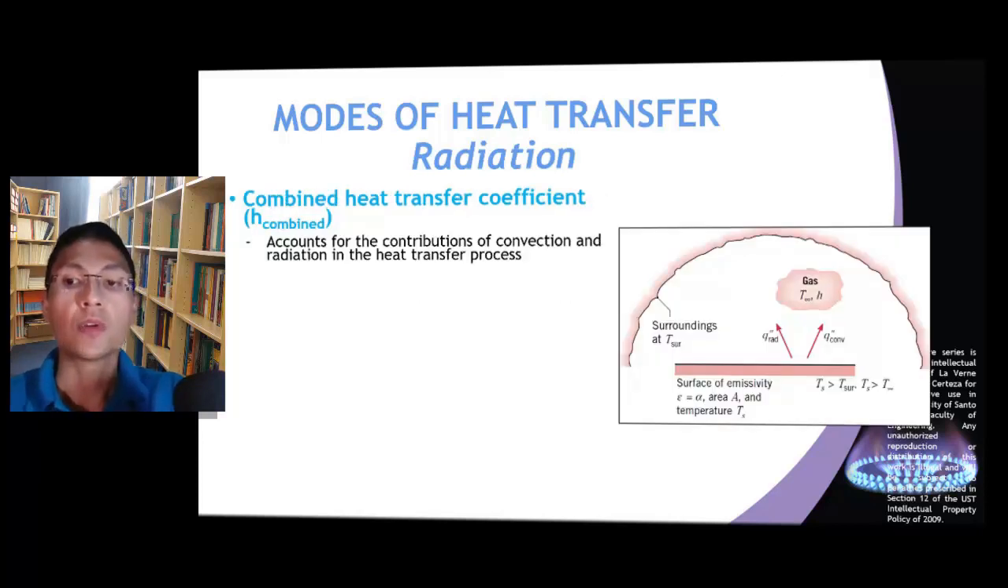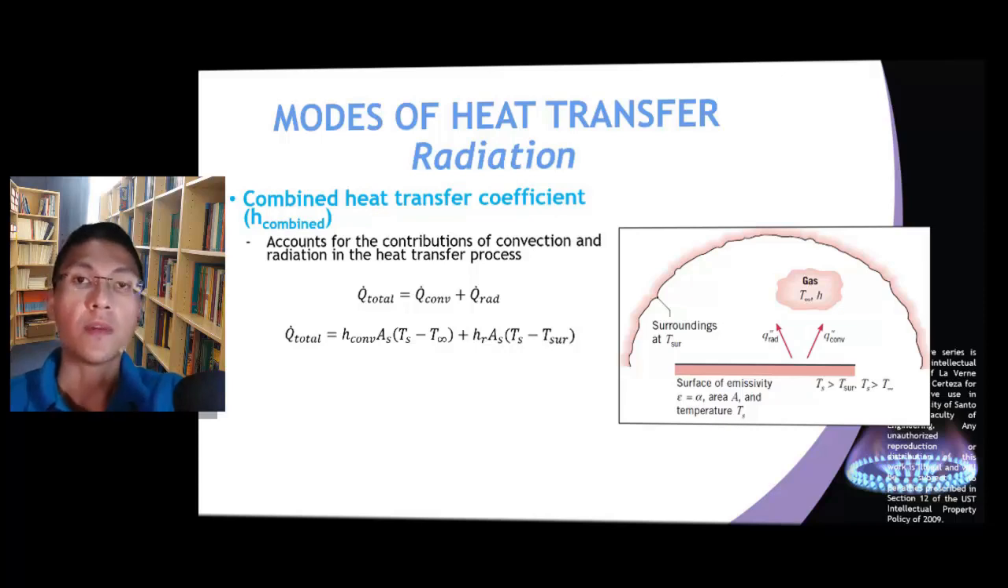Lastly, since both convection and radiation occur at the surface of an object, we can account for the contributions of these two modes of heat transfer using a single parameter. This is accounted for by the combined heat transfer coefficient. To compute for this, we note that the total rate of heat transfer from a surface of a material is the sum of the rates of convection and net radiation heat transfers.